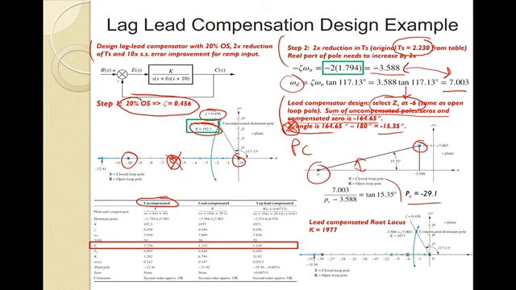Given that, we can now sweep our value of K and find a K of just under 2,000 to get our compensated dominant pole on that damping line to get our 20% overshoot. Okay, so you'll see the pole 0 cancellation there.